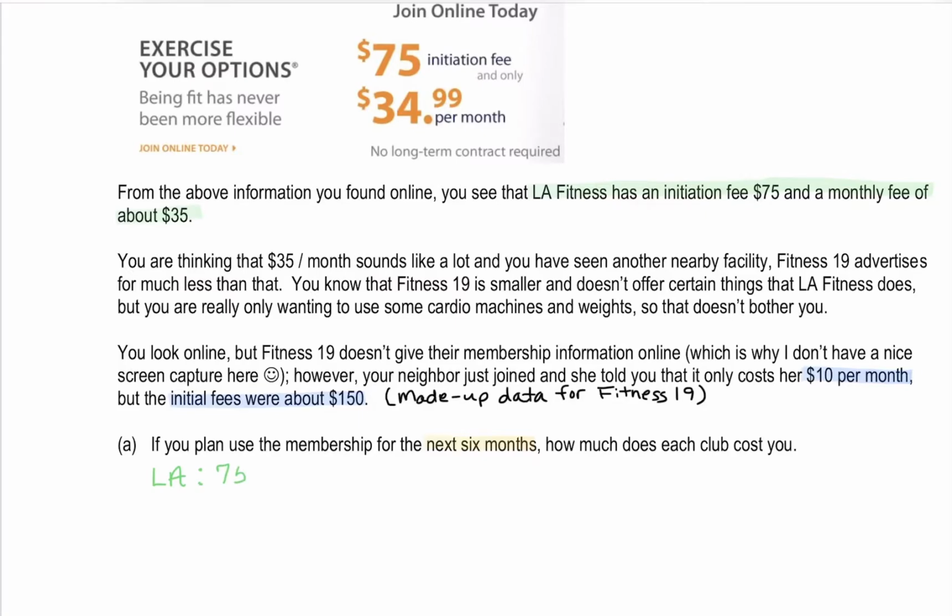Let's take a look at what LA Fitness would be. LA Fitness, $75 for that initial fee, plus $35, and again, I'm just joining for 6 months. So if you multiply that 35 by the 6 and add the 75, that's going to put you at $285. Now let's take a look at the other one, and let's not even refer to it as Fitness 19, I'll just call it F, some other fitness club. This one has $150, so twice the upfront fee, but it's only $10 a month. So 10 times the 6 months, the 60 plus the 150, add those together. That puts us at 210. So it looks like in this situation, it is this second one that would be the better deal.